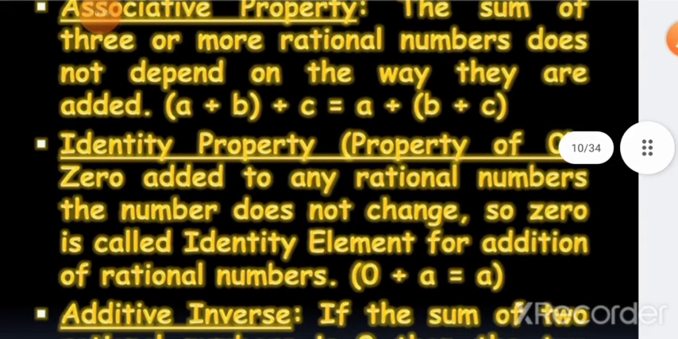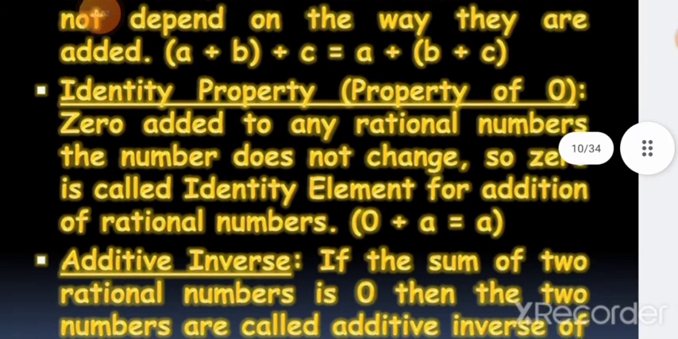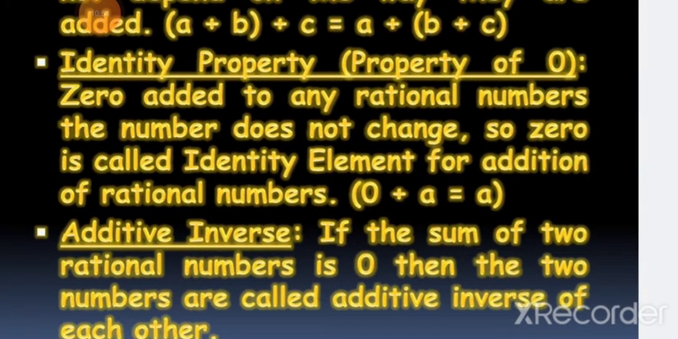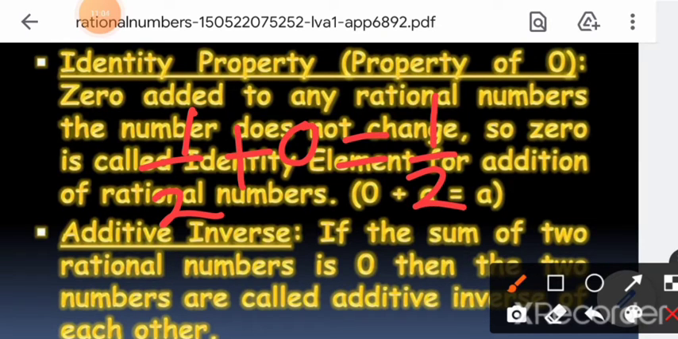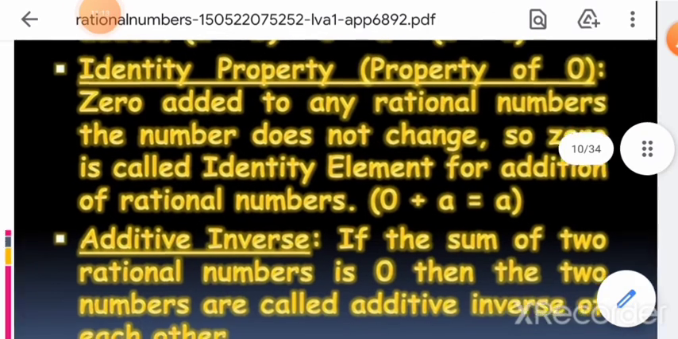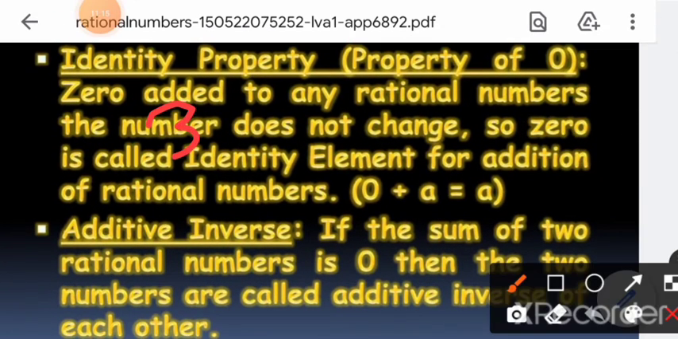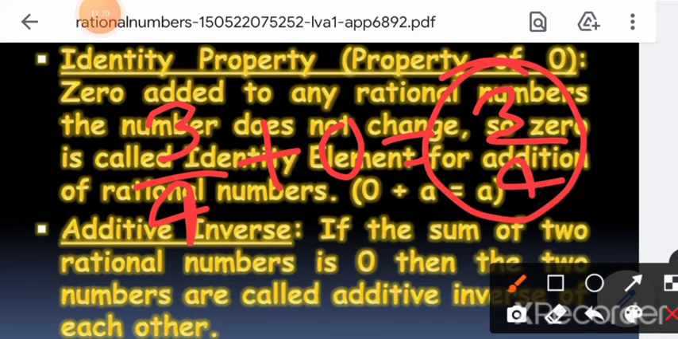Now the next property is the identity property of zero. It means when zero is added to any number, the result will always be the same number. Taking the number 1 by 2, adding 0, the result is the same number 1 by 2. Like 3 by 4 plus 0, the result is always 3 by 4. Addition of zero to any number will always give the same number.